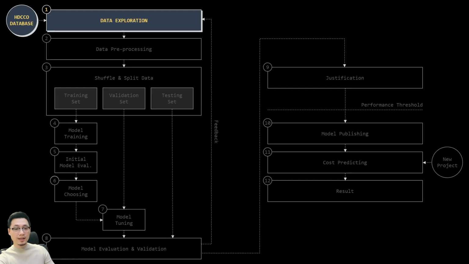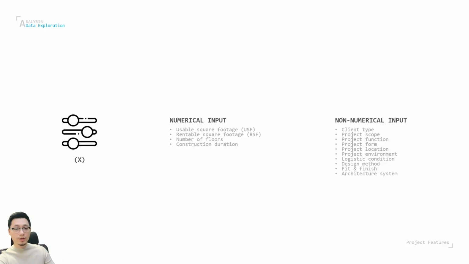The first step of data analysis is data exploration. We need to know our data points better in order to properly analyze them. Project features X include both numerical and non-numerical inputs. Numerical inputs are usable square footage, rentable square footage, number of floors, and construction duration. Non-numerical inputs are client type, project scope, project function, and so on.